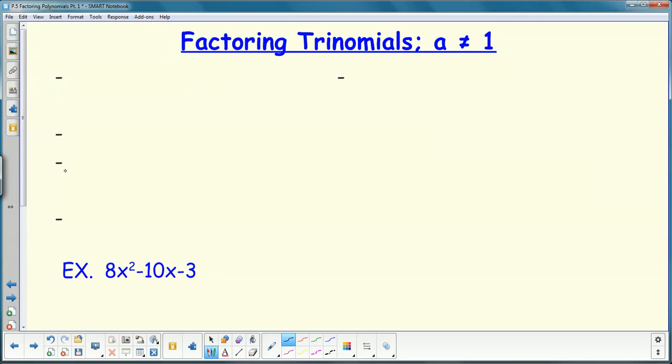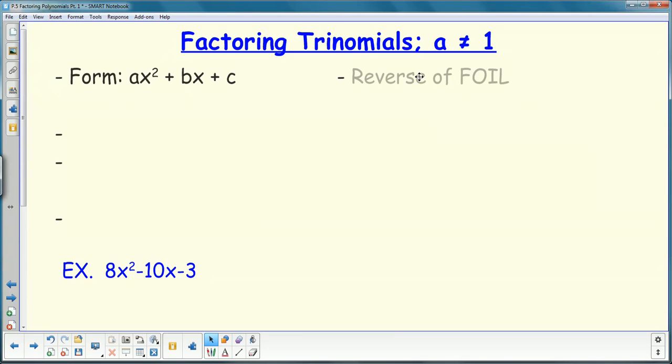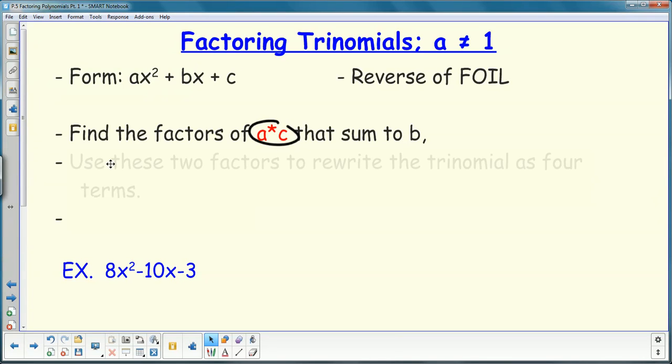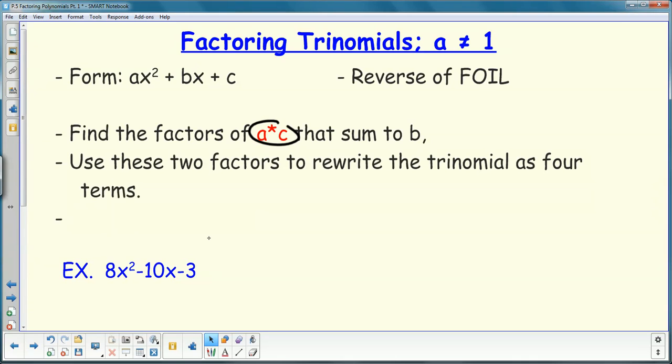So it gets a little more complicated when a is not equal to 1. Again, same idea, same form. It's still going to be the reverse of FOIL. Though instead of wanting to use just c this time, we're going to find the factors of a times c. So this is an important piece. We're still trying to find the ones that add up to b. And then we need to rewrite it as a trinomial of 4 terms.